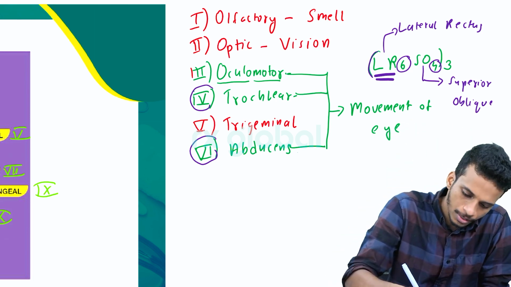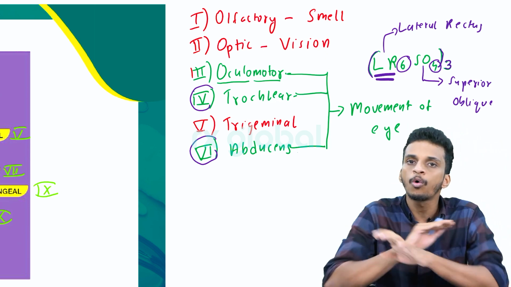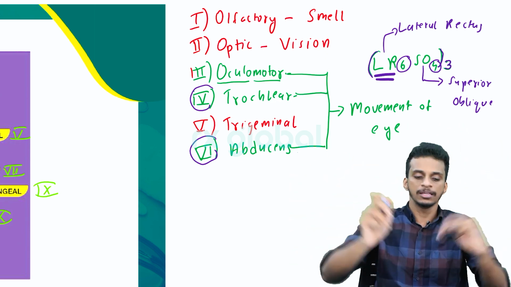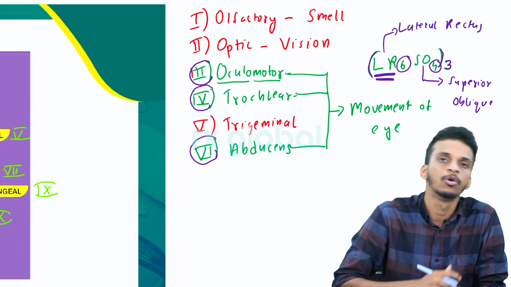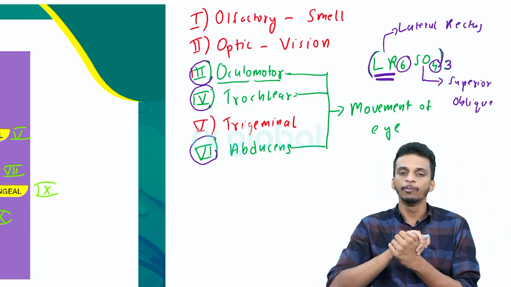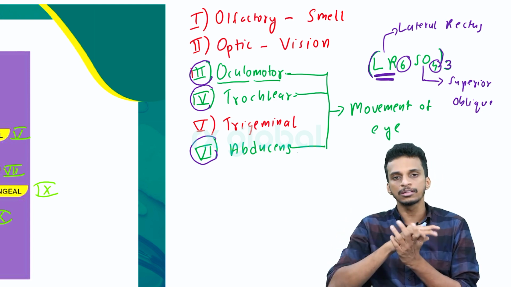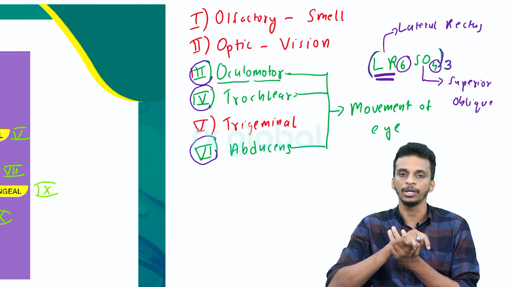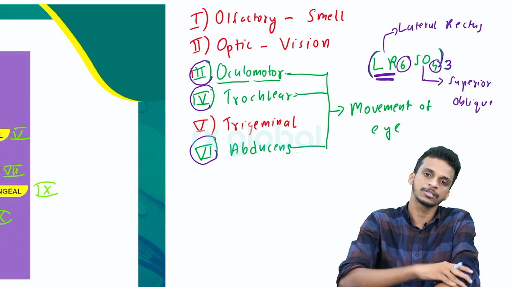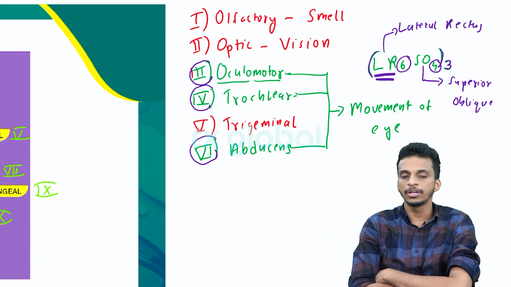And LR6 SO4, the whole bracket, thrice. Thrice means all the other muscles of the eye are controlled by my third cranial nerve, oculomotor. Okay, so that's the equation, or that's the mnemonic here. This is a very famous mnemonic. You will hear it in the beginning of your first year itself, because it's a very useful mnemonic.